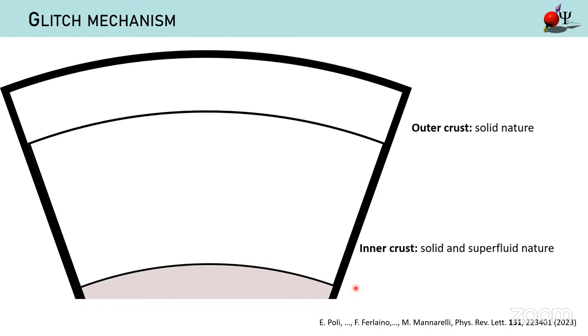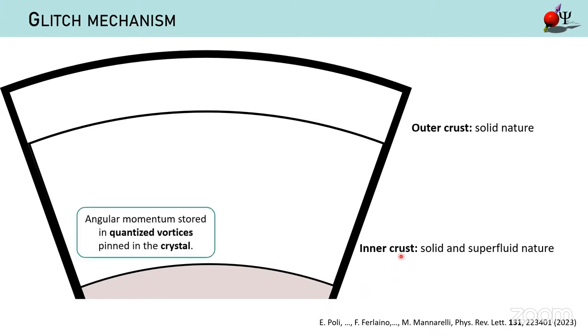So as I said at the beginning, the star is rotating, and the inner crust is believed to have both solid and superfluid nature. Because of the superfluid nature, part of the angular momentum will be stored in form of quantized vortices, and because of the solid nature of the system, these vortices are not free to move wherever they want, but they are pinned in specific sites in between the crystal sites.